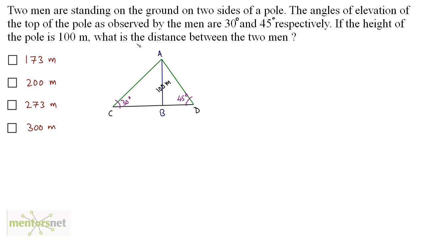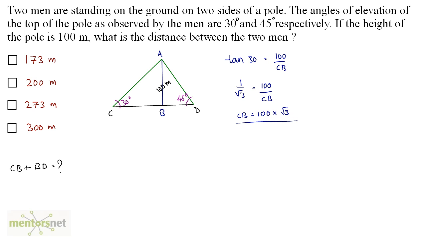What we want is the distance between the two men, that is CB plus BD, right? So we can take tan 30 and tan 45. Let's take tan 30. Tan 30 is equal to opposite upon adjacent, that's 100 upon CB. Tan 30 is actually 1 by root 3 from the trigonometric table. So 1 by root 3 is equal to 100 by CB, so I can say CB is equal to 100 times root 3.